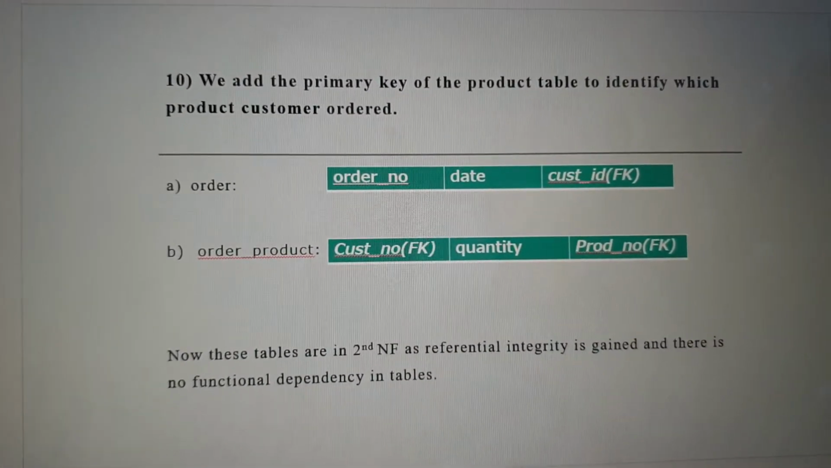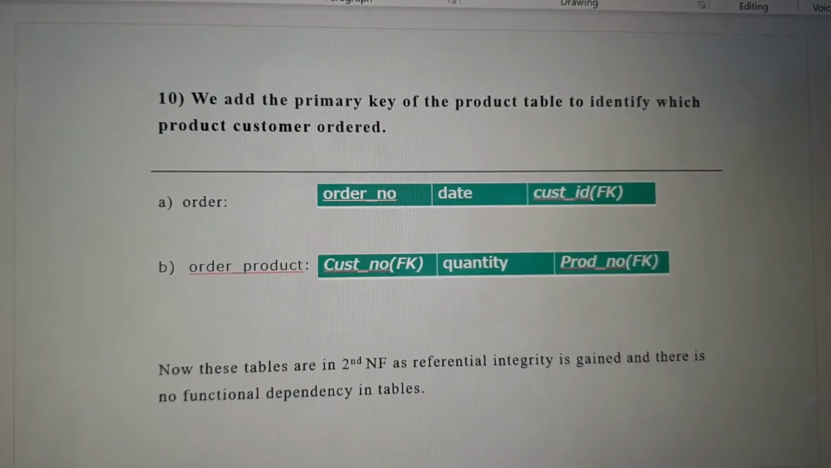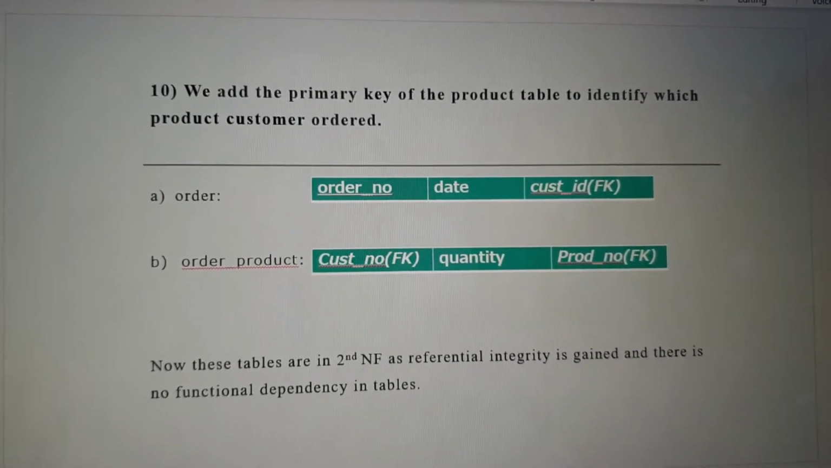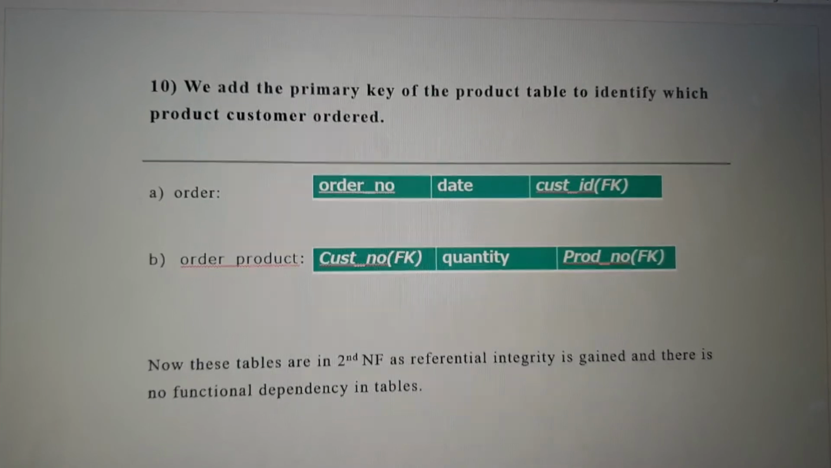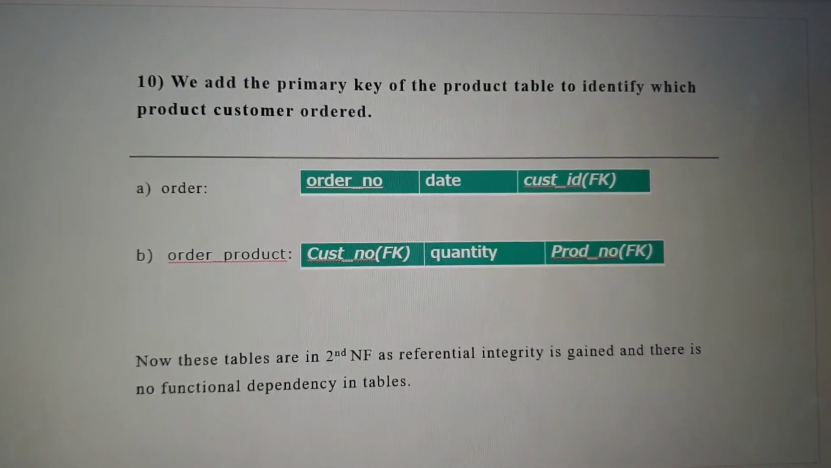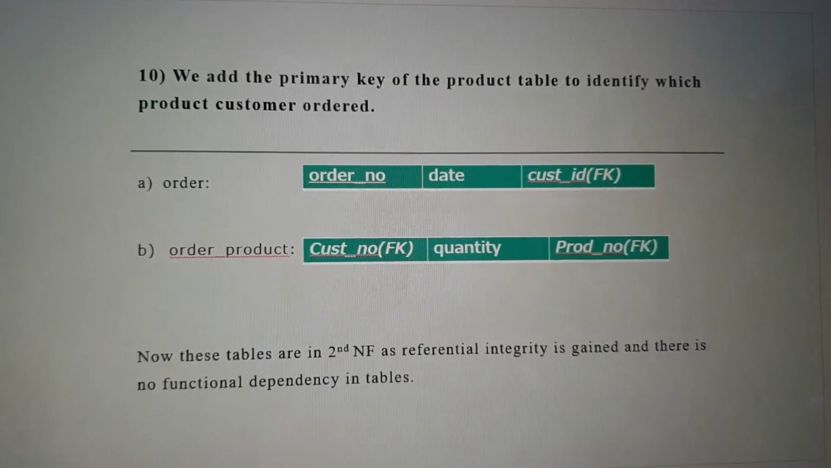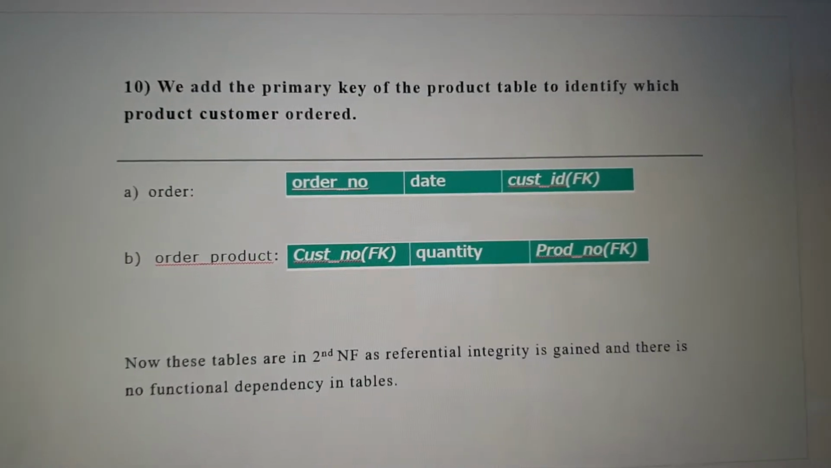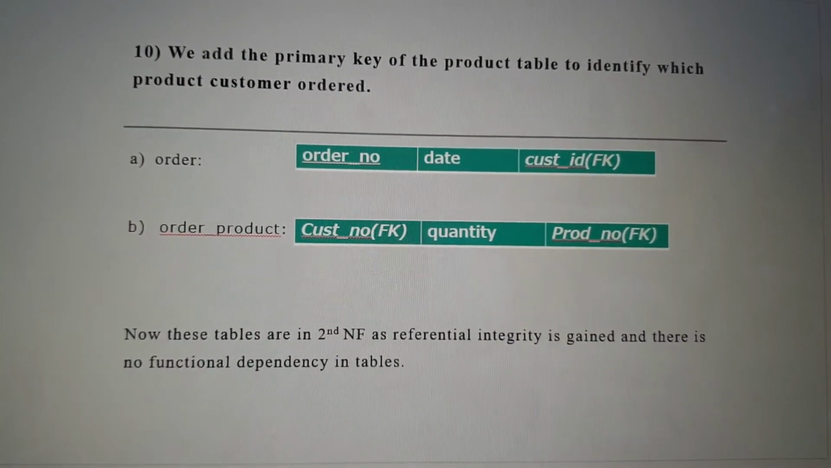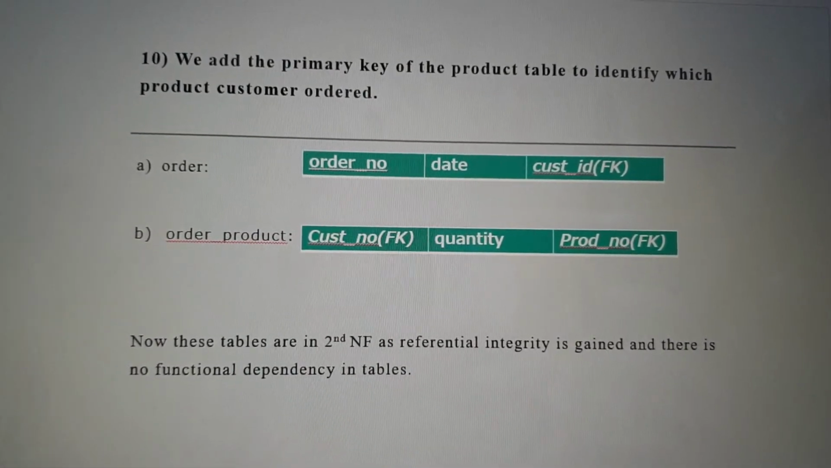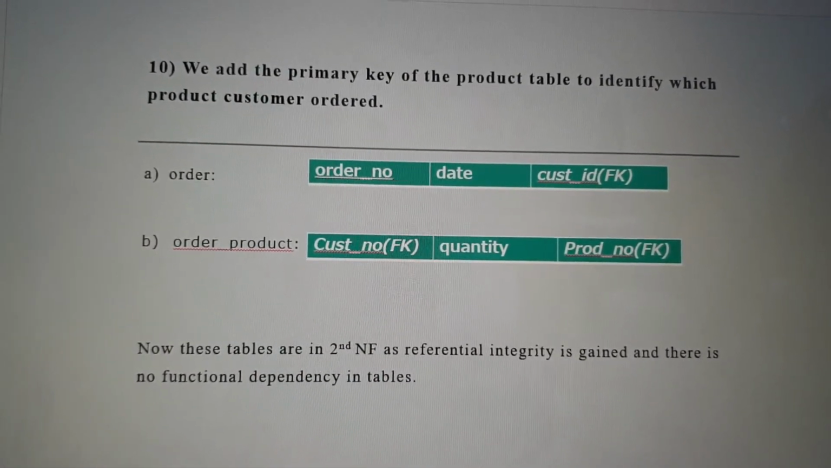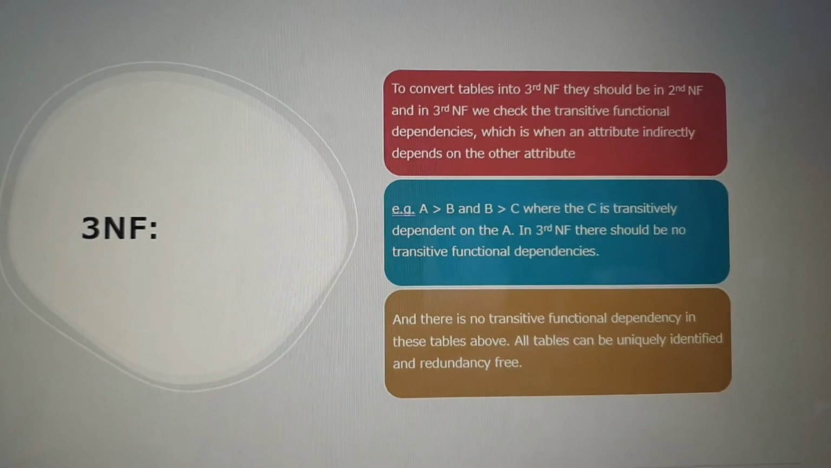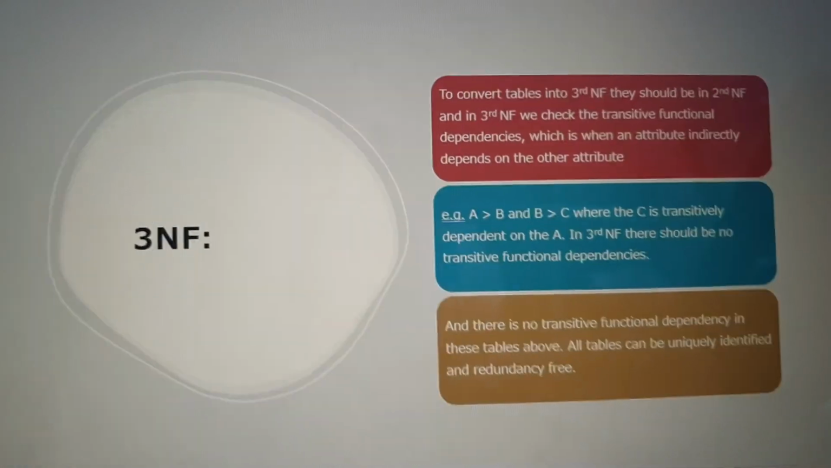And we add the primary key of the product table to identify which product the customers have ordered. So order and order product, two tables we have found, and order number is the primary key here, customer ID is a foreign key, and customer ID is a foreign key in the order product table, and product number is also a foreign key here. So from these tables, referential integrity is granted and there is no functional dependency in these tables. By the time we reach third normal form, we have solved everything.